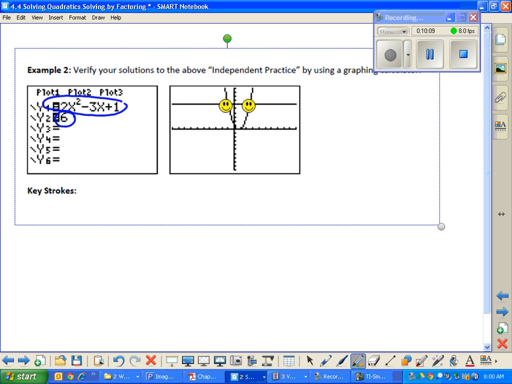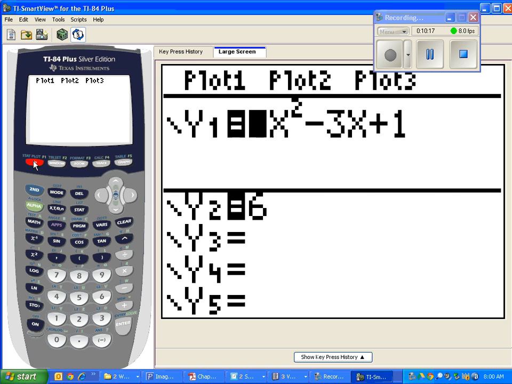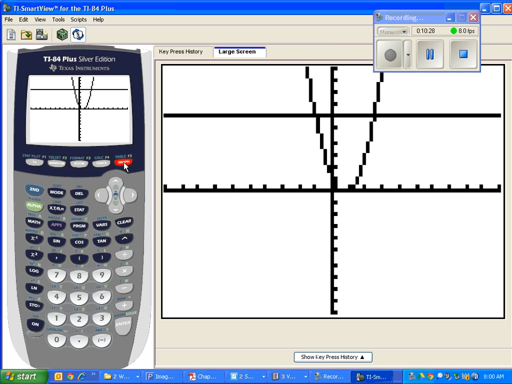So let's go ahead and show you on your calculator how you could do that. And you can record the keystrokes in the notes underneath example 2. All I did in my calculator was set y1 equal to 2x squared minus 3x plus 1, and then y2 I set equal to 6, the right side of the equal sign there, and I press graph. Now I'm going to make my calculator do some of the legwork to find those points of intersection. All you're going to do is press second and trace.